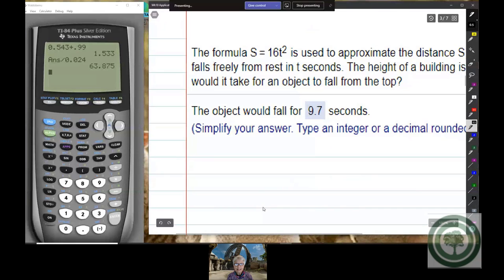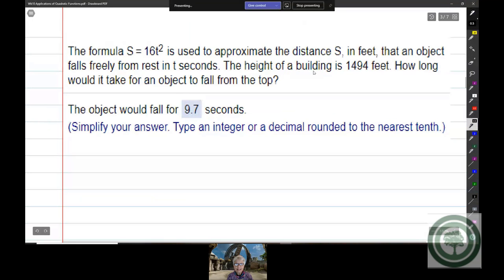Now we're back to stuff that's more straightforward. Give me a formula, any date, that doesn't have a bunch of decimals in it. Unfortunately, real life formulas usually have tons of decimals because life is more complicated than you want it to be. The formula S equals 16t squared is used to approximate the distance S in feet that an object falls freely from rest in t seconds.